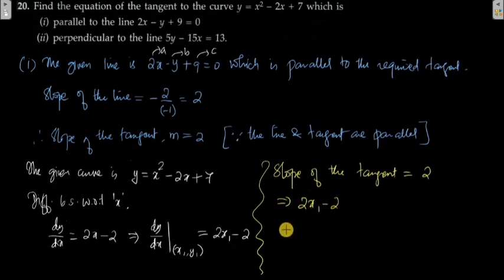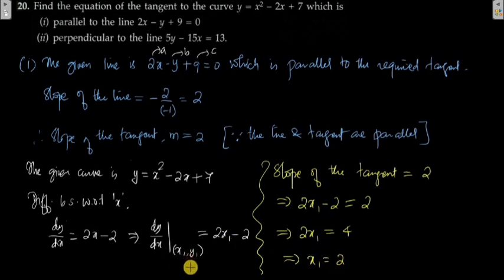Obviously, because you know that dy by dx at x1, y1 also gives you the slope of the tangent. So that's why in place of this I have written this much. So this is equal to 2. From here, bring this 2 over there, so you get 2x1 equals 4. So from here x1 is equal to 2. Now we got our first point, x1.